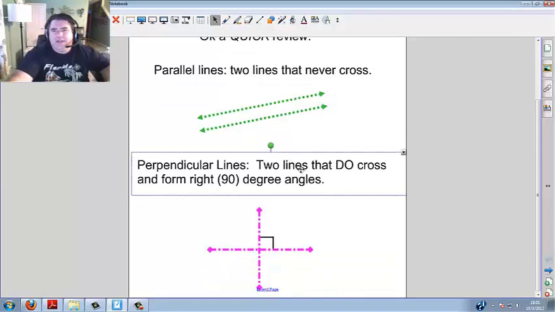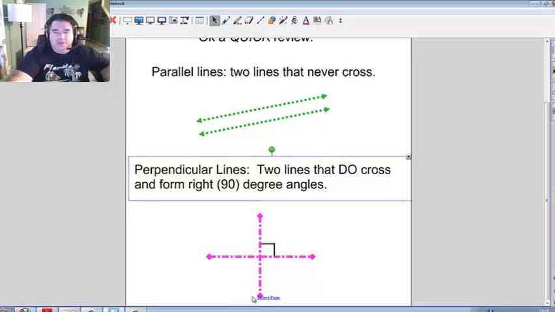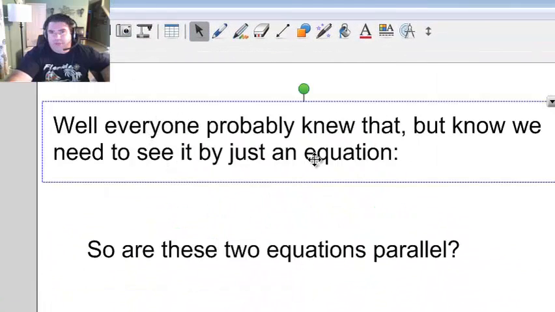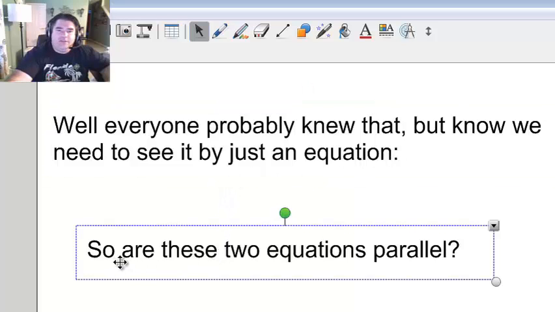Now, perpendicular lines are two lines that do cross and form 90-degree angles. So here they cross and they form a 90. Well, everyone probably knew that, but we need to see it by just seeing an equation. Now, take a look here.